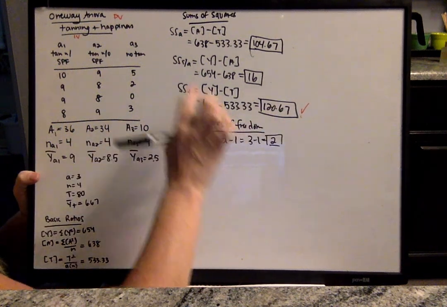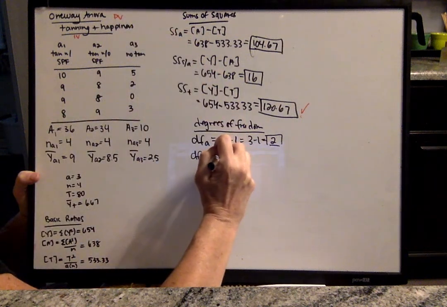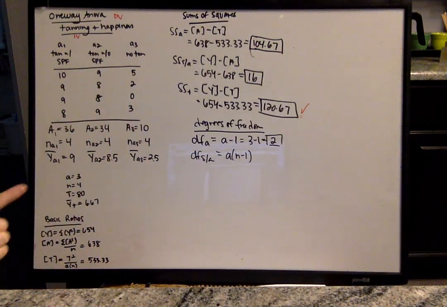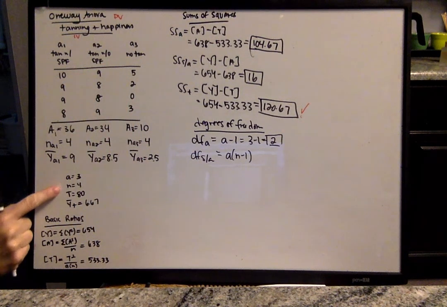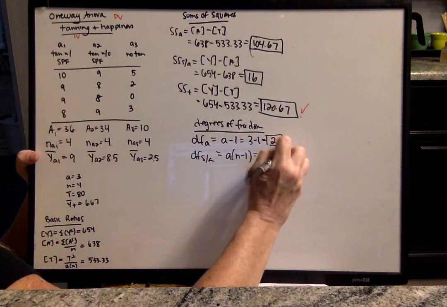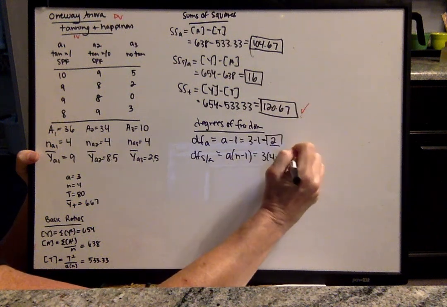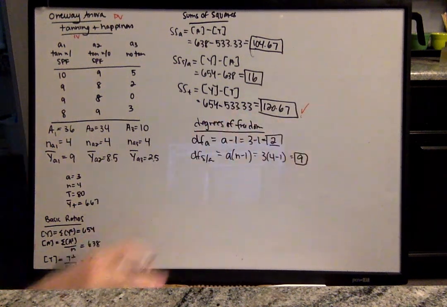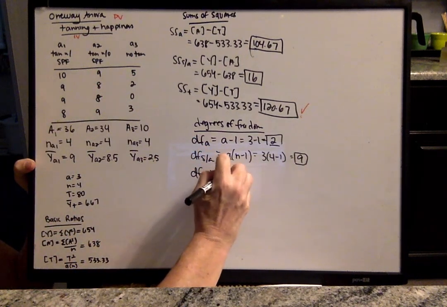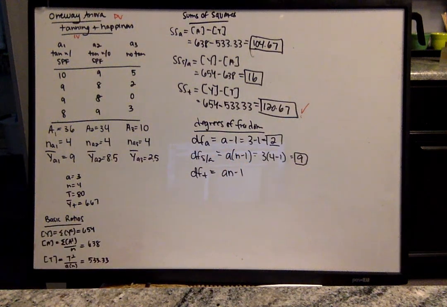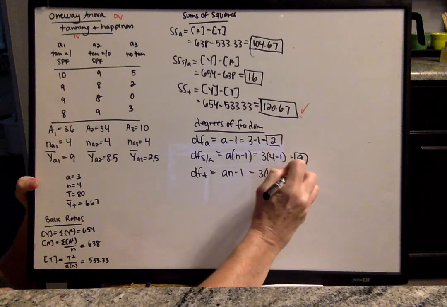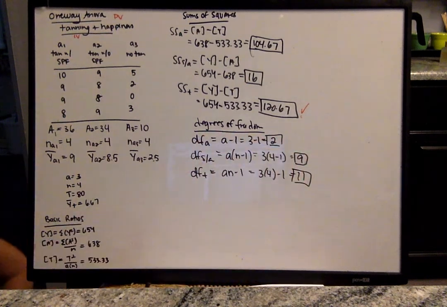Next, we're going to do a degrees of freedom for S over A, and the formula for that is little a times the quantity, n minus 1. So our little a is here. We already said that was 3. Our little n is 4. So we have 3 times the quantity, 4 minus 1, which is 3 times 3, which is 9. And then finally, we have our degrees of freedom T, which is a times n, no parentheses, minus 1. So we have 3 times 4 minus 1, which is 11.